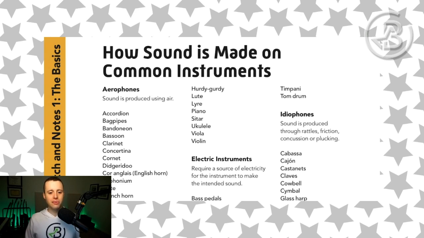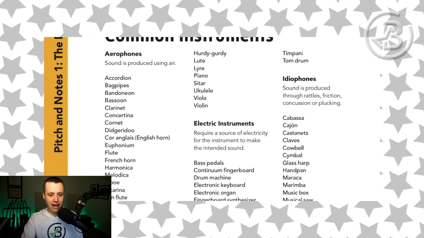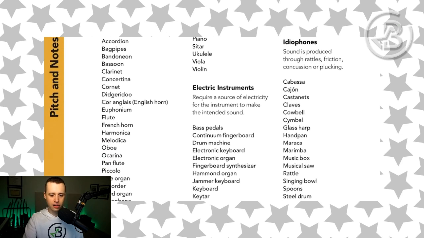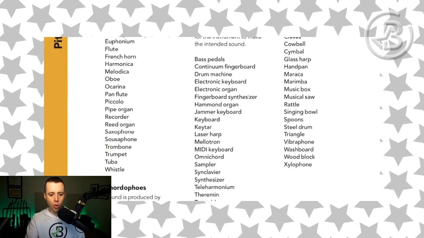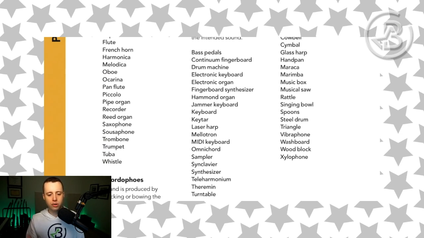So the first type of instrument to talk about is an aerophone. An aerophone is a type of instrument where sound is produced using air. This would be like an accordion, bagpipes, bassoon, clarinet, for example, a trumpet, a pipe organ, a recorder, anything you blow in or air blows through to make sound.